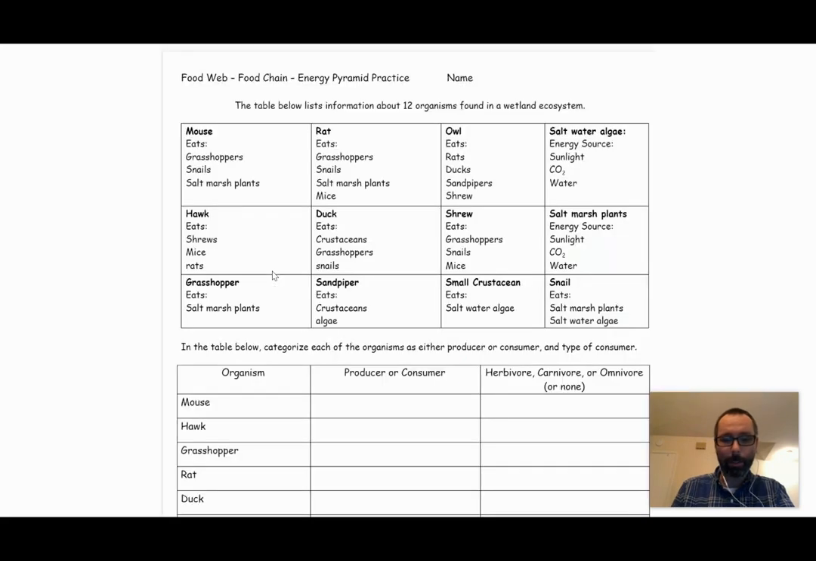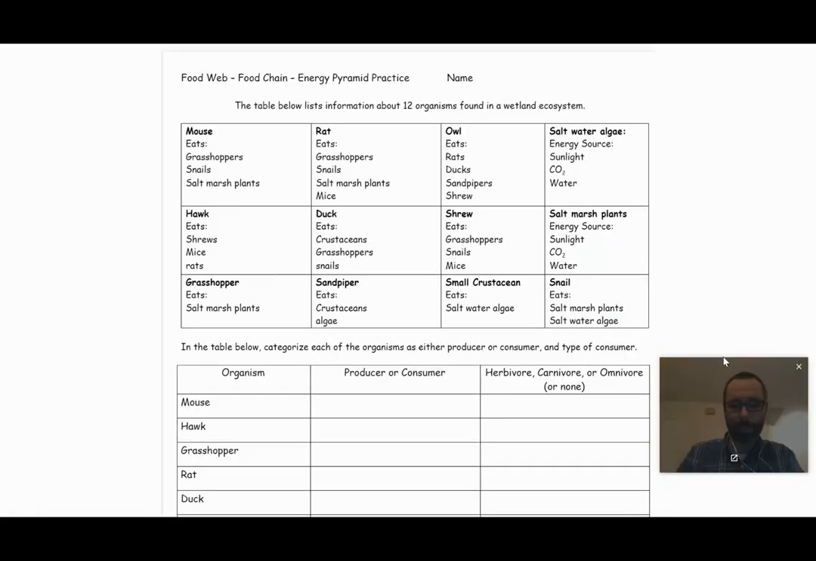Now, to practice this, there is a worksheet, a Google Doc that looks like this. At the top, it has 12 organisms found in a wetland ecosystem in general. Right off the bat, I will tell you that some biology teachers and I made this up a long time ago, and some of the things on here are only for this particular activity. I didn't go researching any of these animals. I just used my general knowledge, which could be faulty.